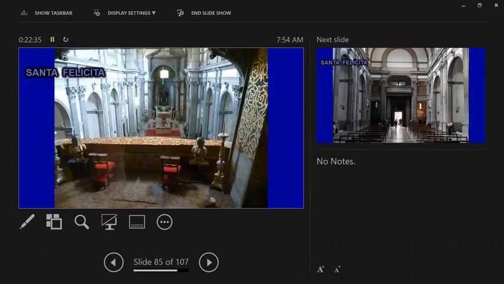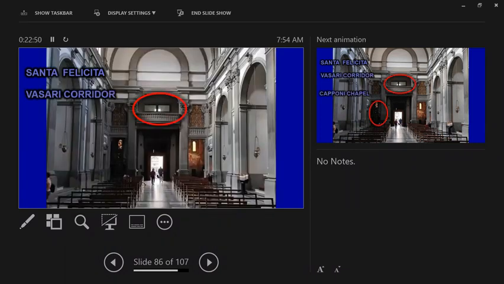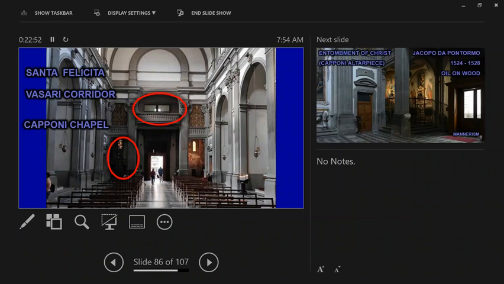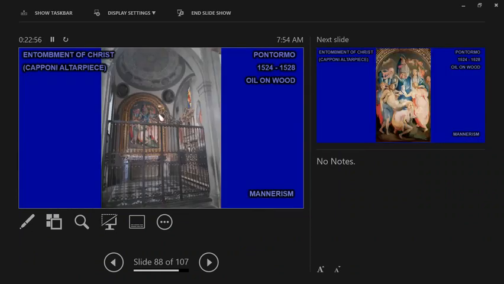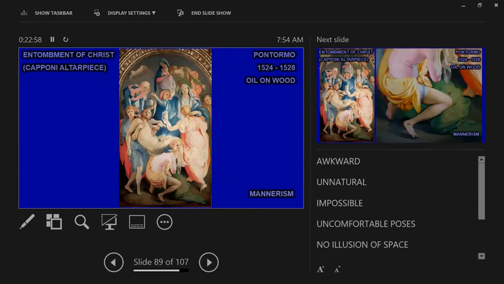But before we get there, I just want to show this: the Vasari corridor went through this chapel, and so the Medici had their own little room to participate in the ceremonies going on in the church. All right, and so we can see that room up there, and just below it is the Capponi Chapel, where our next artwork is. All right, so here is our artwork, the Entombment of Christ, or the Capponi altarpiece.